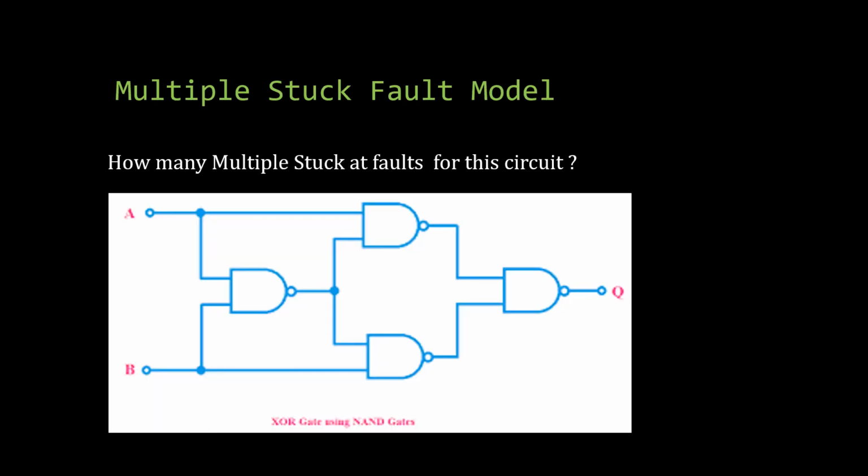So how many multiple stuck-at faults for this particular circuit? Since the value of k is equal to 12 here, it is 3 to the power 12 minus 1, which is a very large number. That is the reason why the use of the multiple stuck fault model is very rare, and the most commonly used model is SSF or single stuck fault. So that is the end of this lecture session.